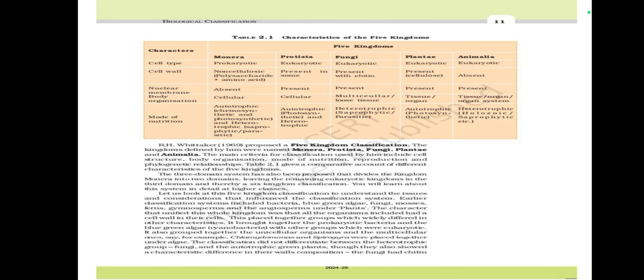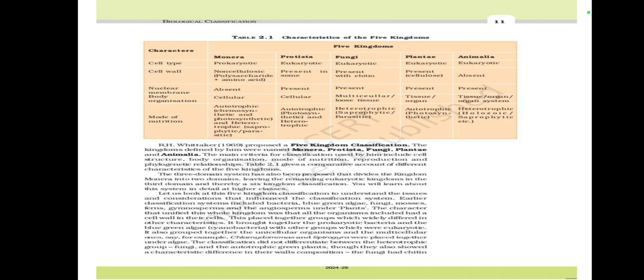R.H. Whittaker proposed a five kingdom classification. The kingdoms defined by him were named Monera, Protista, Fungi, Plantae, and Animalia. The main criteria for classification used by him include cell structure, body organization, mode of nutrition, reproduction, and phylogenetic relationships. Table 2.1 gives a comparative account of different characteristics of the five kingdoms.